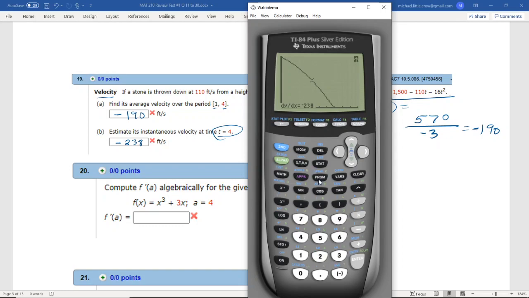And just as a reminder, if you needed to get the tangent line here, remember you can go second program. That's the draw. It's the draw function. We can draw the tangent line, which is number 5. All we have to do is enter the value 4, enter, and you'll see that the slope of the tangent line there is negative 238. And you've got the full equation, and there's the tangent line. Okay.